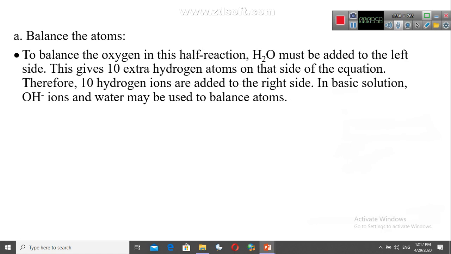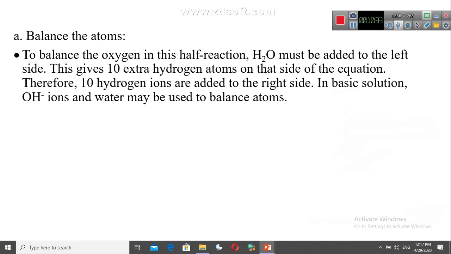How do we balance the atoms? If the question says to balance the half equation in acidic medium or in basic medium, there is only one part that differs between them. In acidic medium, we add hydrogen ion, but in basic medium, we add hydroxide ion.